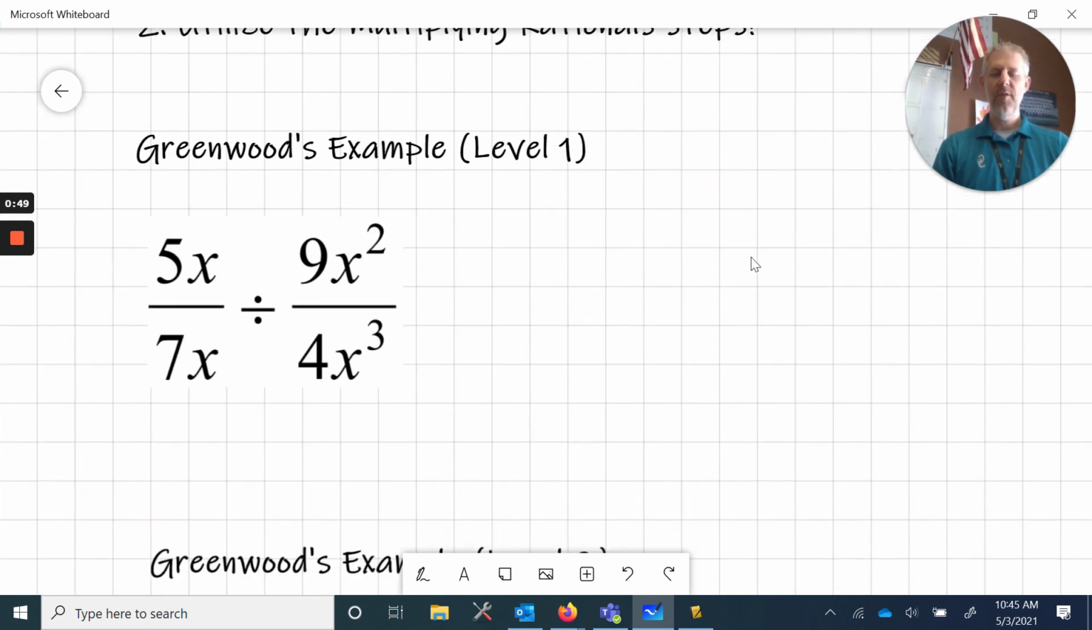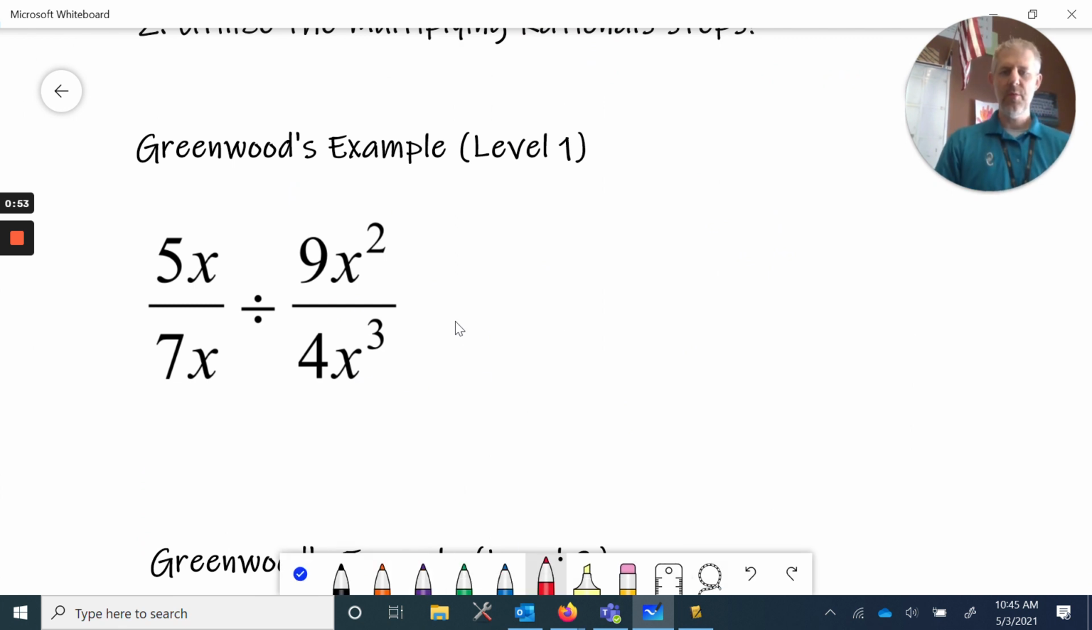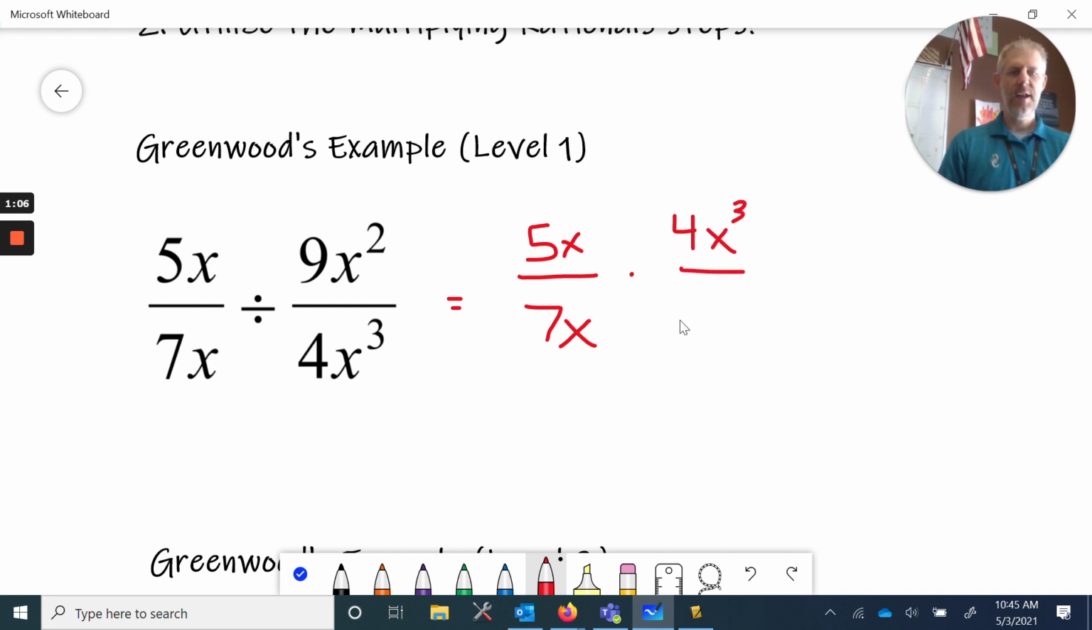So here's example one. This is a monomial. The first thing I'm going to do here is rewrite this as a multiplication problem. So I'm basically going to multiply by the reciprocal, so 4x to the third will come up to the top, and 9x squared goes down to the bottom, to the denominator. And now I can go through and cancel first and then multiply, or I can multiply first and then cancel. I think I'm going to multiply first on this example.